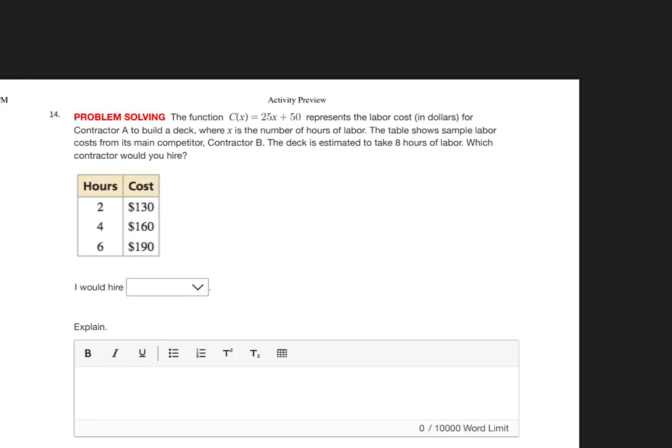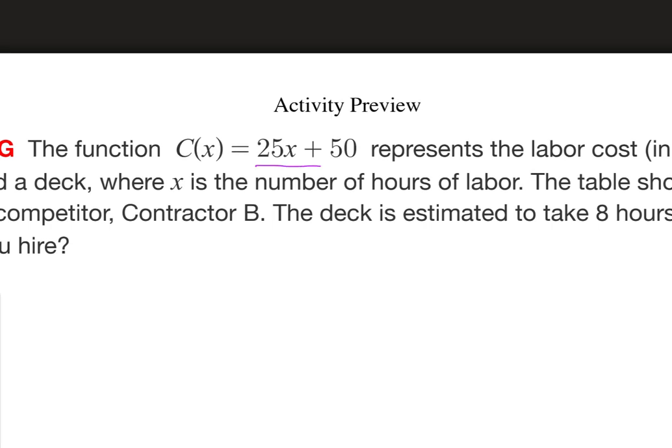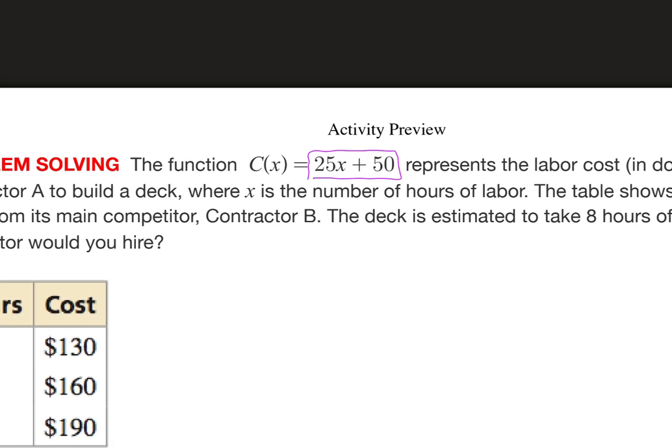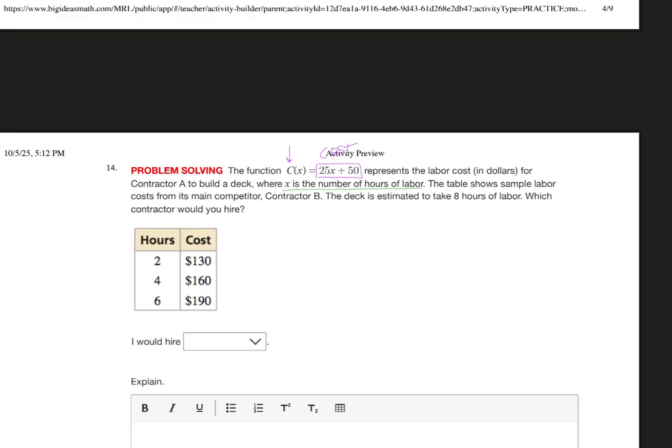All right, function c of x equals 25x plus 50 represents the labor costs in dollars for contractor A to build a deck. So this right here is our cost for contractor A to build a deck. And so I should write that the cost. That's what C is, right? Okay, great. And then x is the number of hours of labor. Now, I'm going to caution you. I stopped reading after dollars because I thought, oh, okay, x is dollars. You got to read the whole problem, right? Or else you're going to be a little confused.